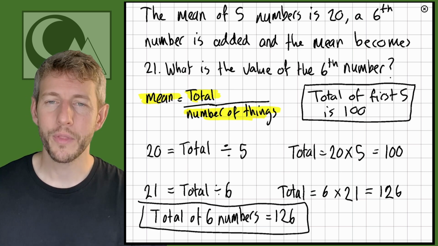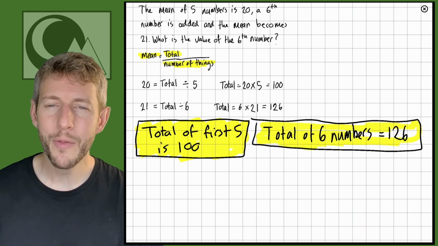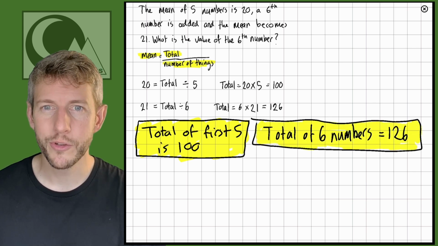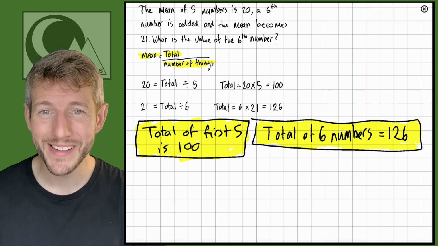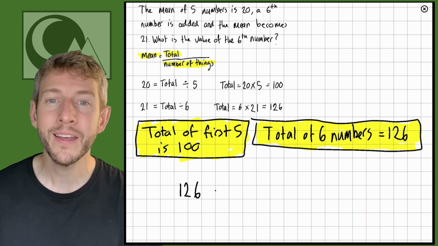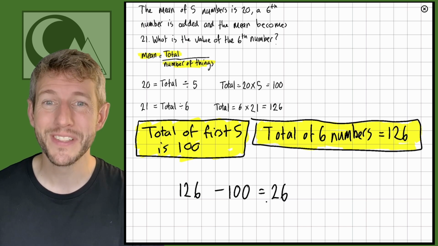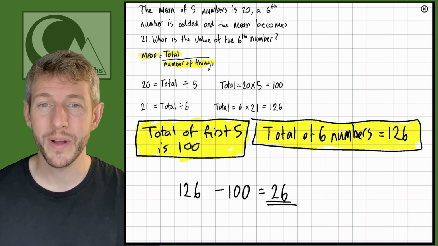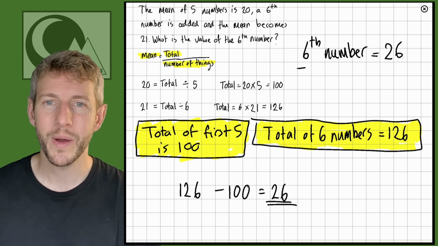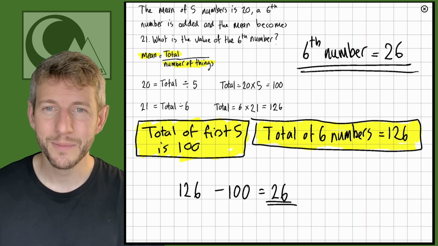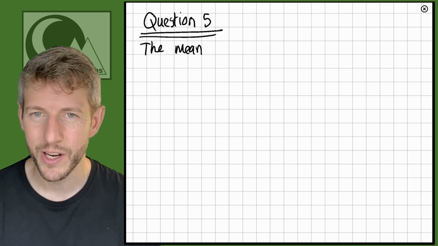Aha! So we've got the total of the five numbers and we've got the total of the six numbers. If we know that the total of the five numbers is 100 and we know that the total of the six numbers is 126, we can simply take away the total of the five numbers from the total of the six numbers, and that will give us 26. So the sixth number had to be 26. Okay, great. Let's try one more of these and then we'll look at some scenario questions.